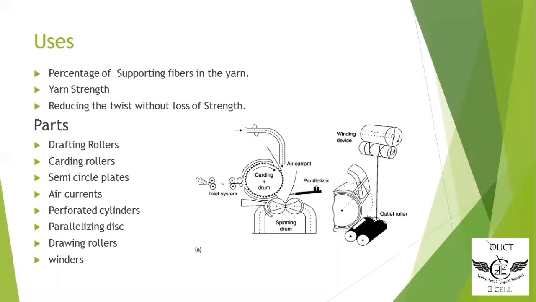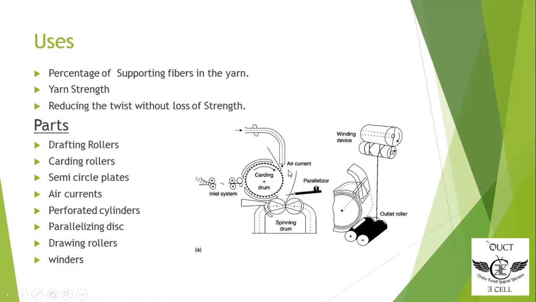What are the parts actually? Basically the same as we have in method 1: drafting rollers, carding rollers, semicircle plates, air currents, perforated cylinders, drawing rollers, winders. These we have already seen in method 1 itself. Just one thing changes, and don't worry, that one thing is just the parallelizing cylinders or discs.